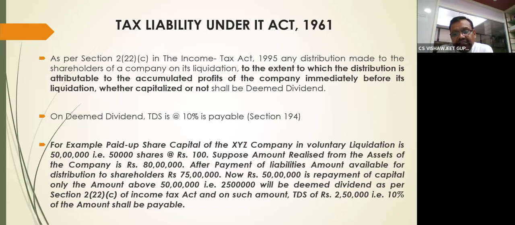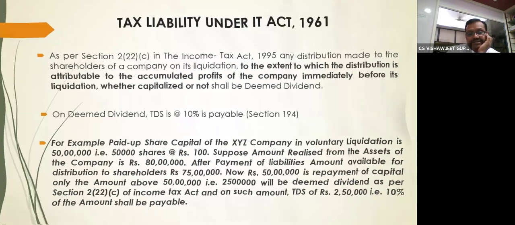Now 50 lakh is the repayment of the capital only, and the amount above 50 lakh, that is 25 lakh, will be the deemed dividend as per section 2, subsection 22C of the Income Tax Act. And on such amount, TDS of rupees 2,50,000, that is 10% of the amount, shall be paid. So you will have to keep this in mind while going through the liquidation process.